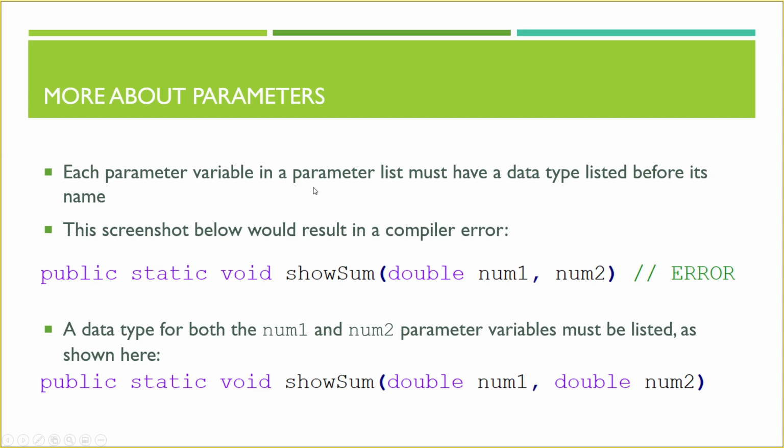So here's some more stuff about parameter variables. Every parameter variable needs a data type, right? We're declaring variables. We cannot declare a variable without a data type. Unfortunately, with parameter variables, if these are both doubles, we can't do this like we could in a regular declaration statement, right? Each parameter has to have its own data type listed next to it. So even though these are both doubles, you need to put double next to both of them.